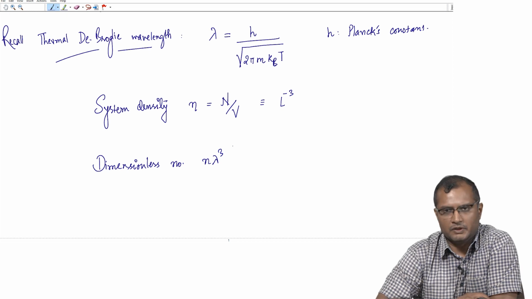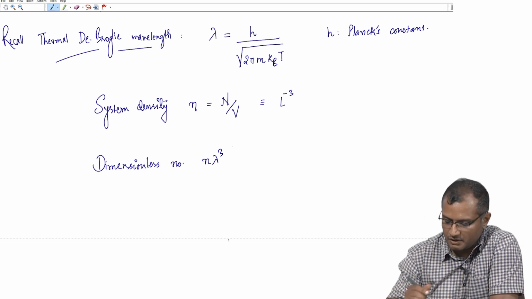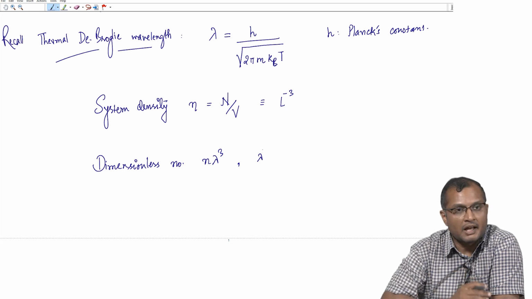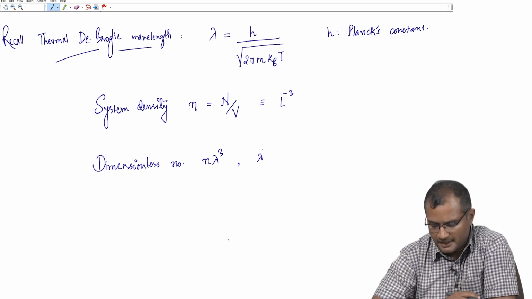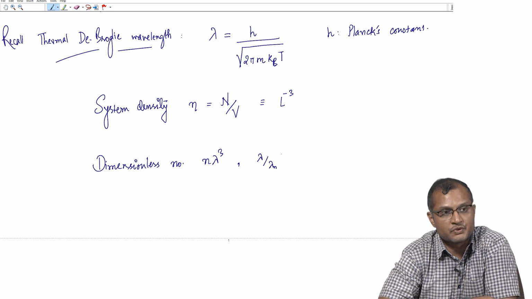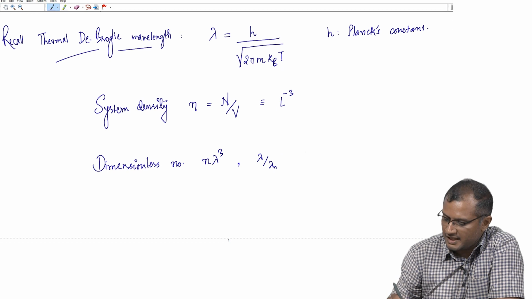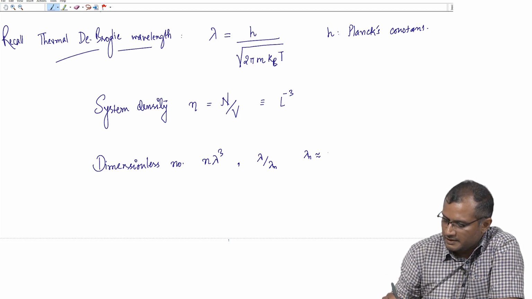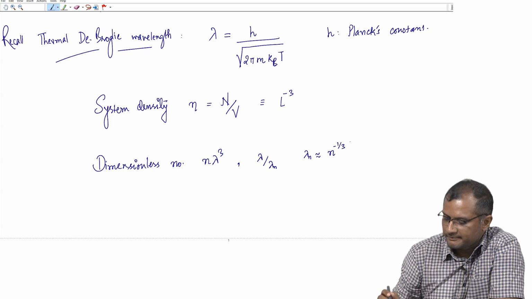Okay. You are free to construct other numbers also. By the way, you can also construct another lambda. So, you can take lambda as one length scale, our de Broglie length scale, and divide it by some density dependent length scale. This is another dimensionless number. Now, how do I construct this lambda n? This lambda n can be taken as some n to the power minus 1 by 3.